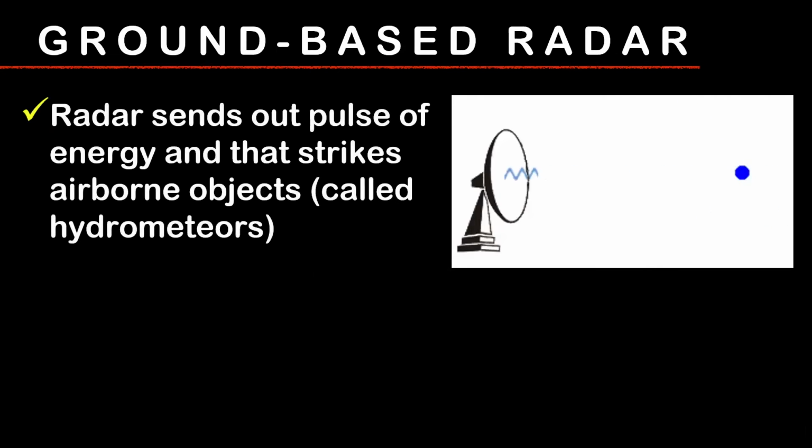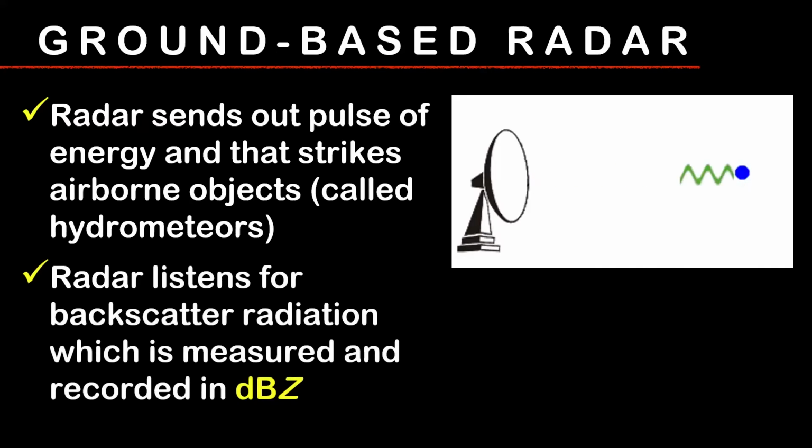And we know the radar, it's a forward-pointing pencil beam radar. It sends out a pulse of energy, and that strikes various airborne objects. Typically, those that are associated with weather are called hydrometeors, like raindrops or snowflakes, hailstones, ice pellets. And the radar then listens for that backscatter radiation, and they measure that in the reflectivity parameter of Z, and it's usually recorded as decibels of Z or dBz.